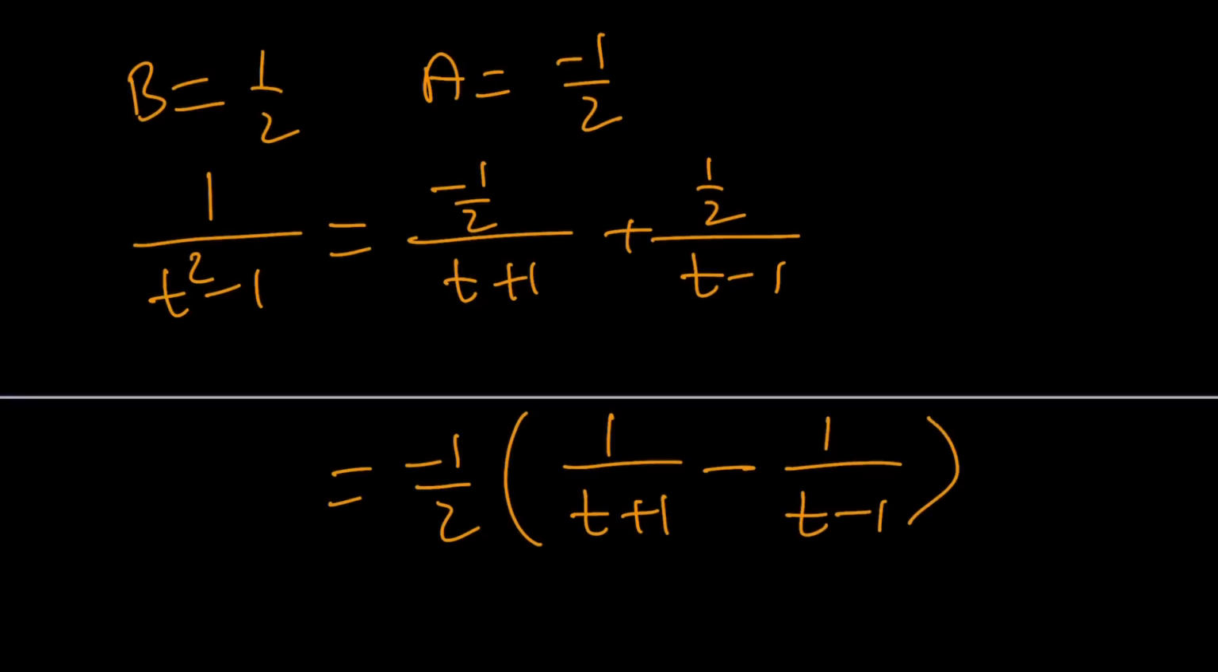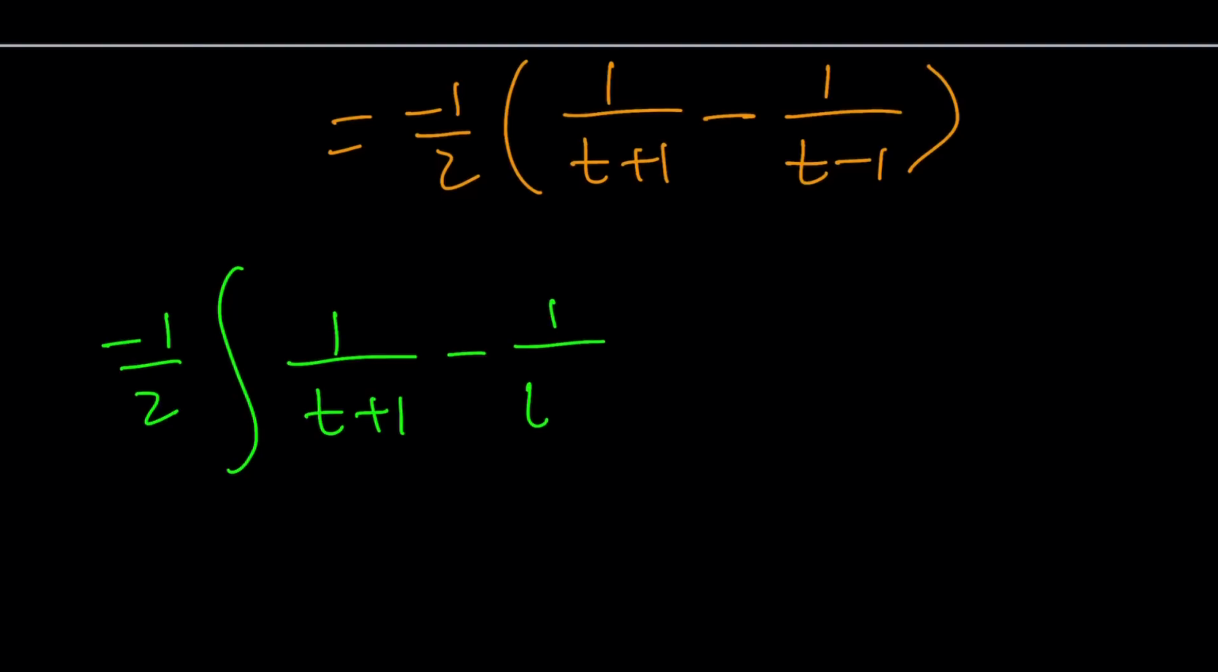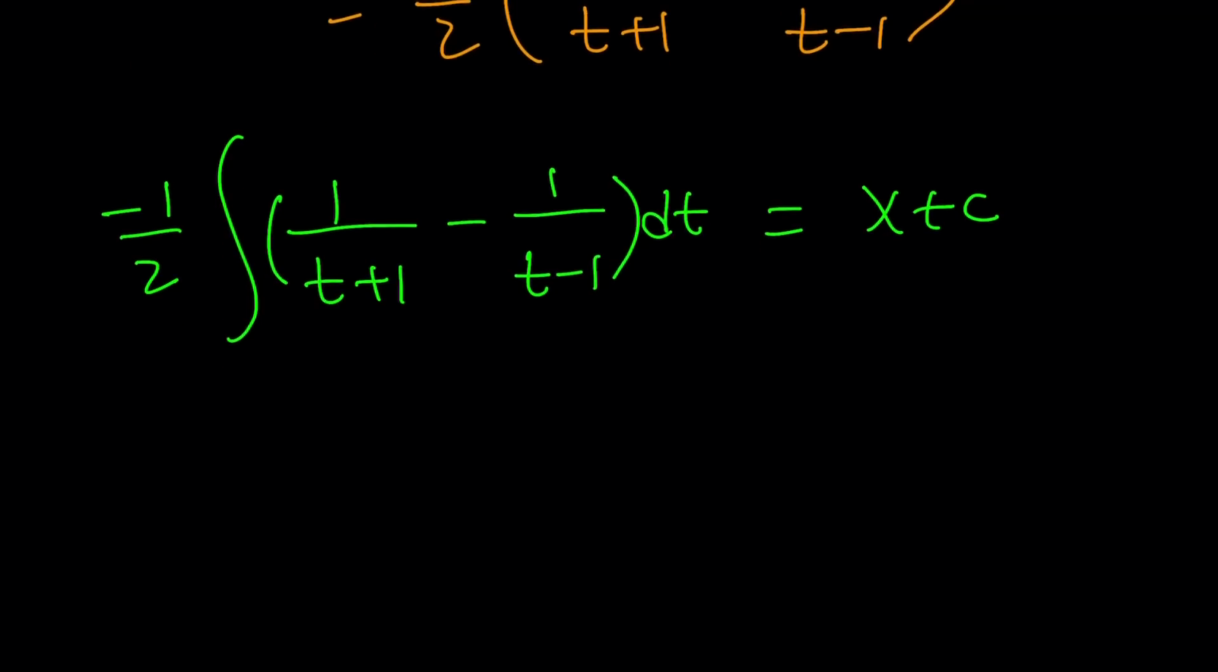So now this is my expression that I should integrate. So if you go ahead and integrate this, obviously negative 1/2, you can write that outside and then integrate the inside, 1 over t plus 1 minus 1 over t minus 1 dt, and then this is going to be x plus c. Remember, we integrated dx, and that's what we got. Great. So now, how do you integrate 1 over t plus 1?